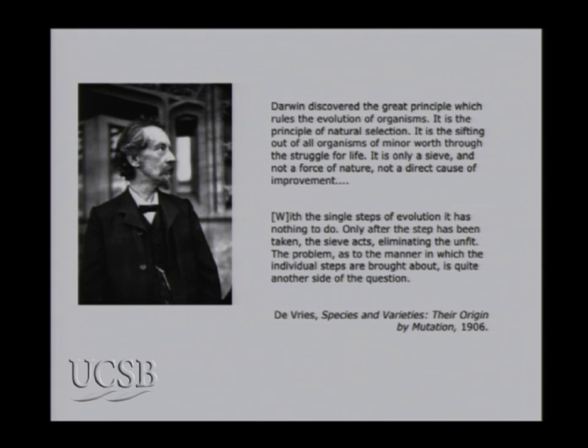The problem as to the manner in which the individual steps are brought about is quite another side of the question." So DeVries saw Darwin's achievement as part of a larger picture that was only just becoming clear when he was writing around 1909. All that Darwin could do was study observable tendencies in the production of new variations and tentatively postulate a process in which they are brought about by shocks to the reproductive system. By 1909, when DeVries was writing, the new science of genetics was adding the missing elements.